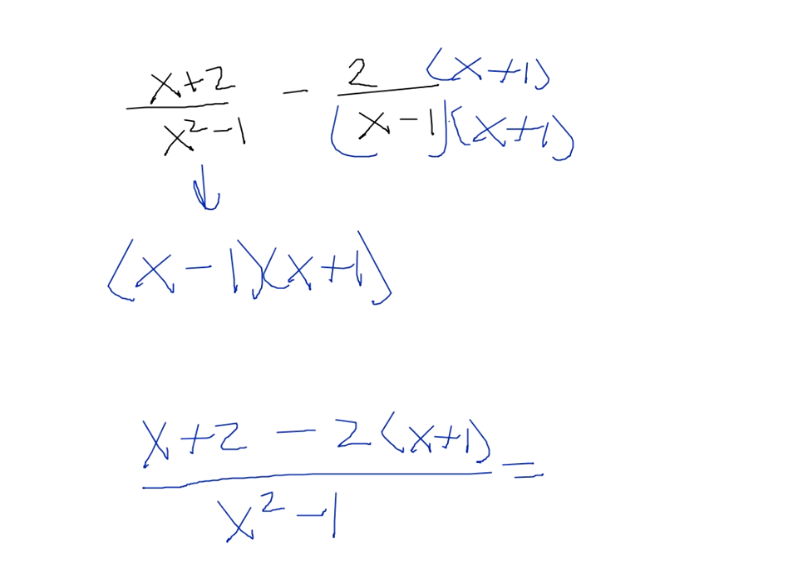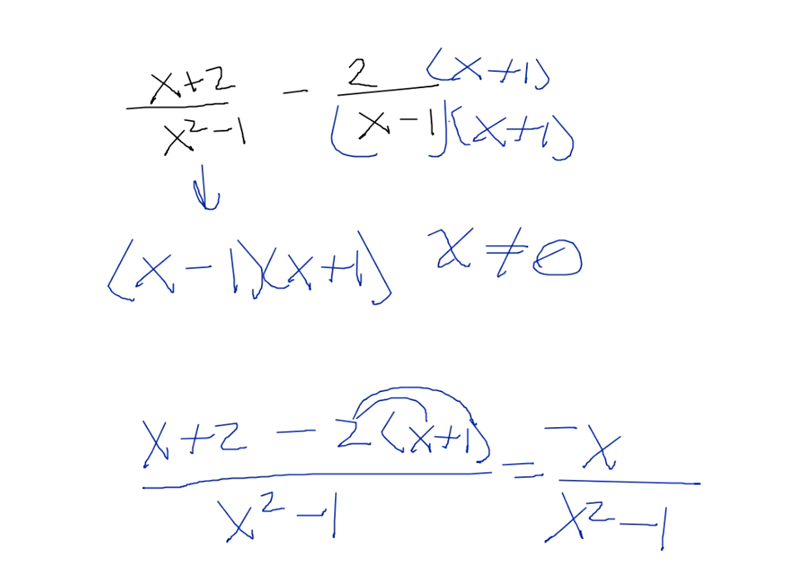And so I get x minus 2x, and then 2 minus 2 is 0. And we get that. X cannot be 1 or minus 1, because that would make the denominator 0.